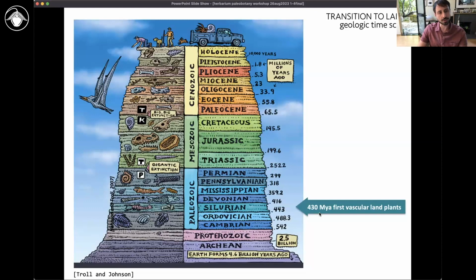And here's the geologic time scale, looking at deep time, where we're talking about millions of years in the past. What this illustration by Ray Troll and Kirk Johnson in one of their books depicts is what we call the Phanerozoic eon, which basically comprises the Paleozoic, the Mesozoic, and the Cenozoic, the three major eras of multicellular life on Earth.